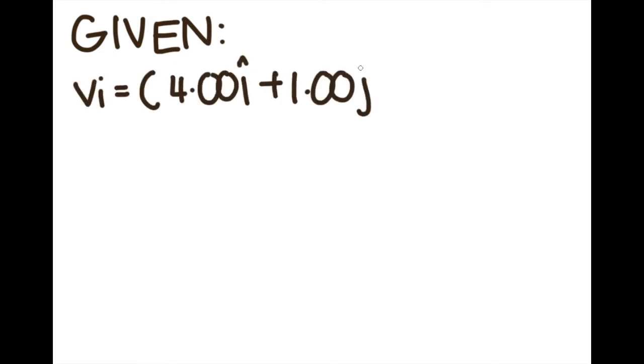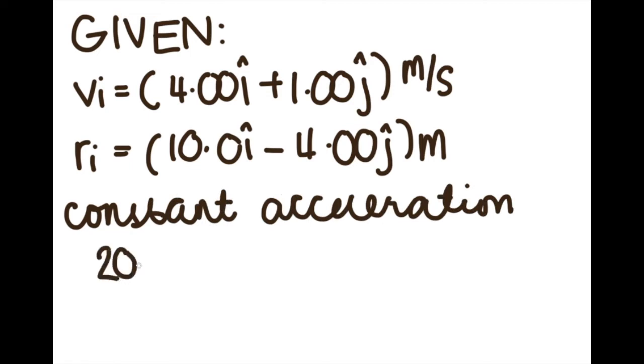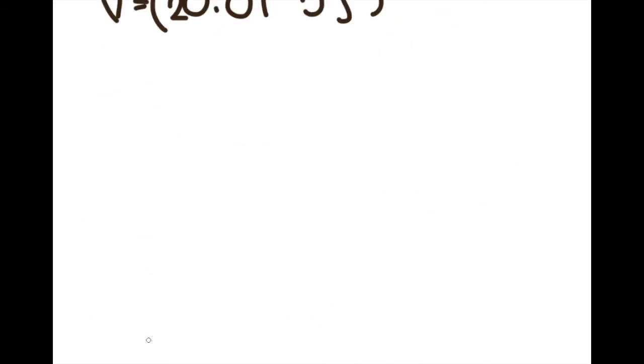Some exciting clues that Mr. Fish has left us is that the initial velocity is 4.0 i hat plus 1.0 j hat meter per second, as the location stands at 10.0 i hat minus 4.0 j hat meters, with a constant acceleration for 20 seconds. The velocity is 20.0 i hat minus 5 j hat. So let's start conquering our mission.